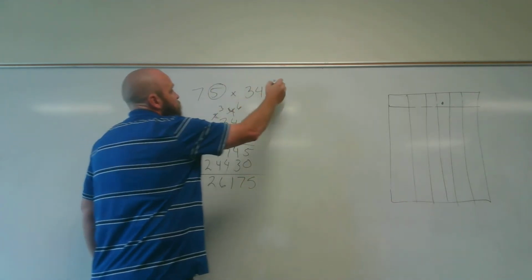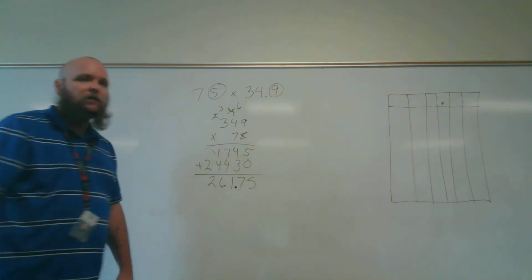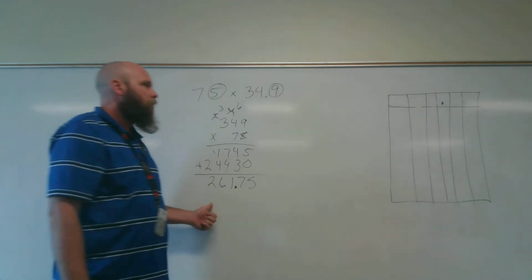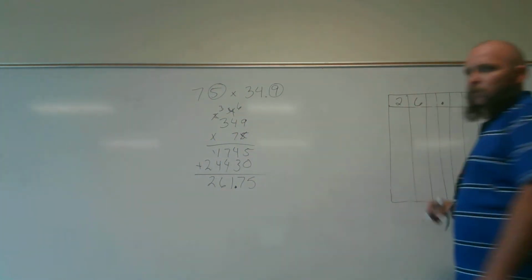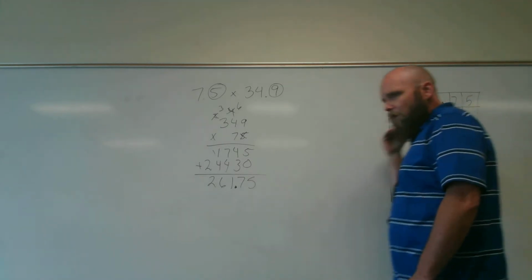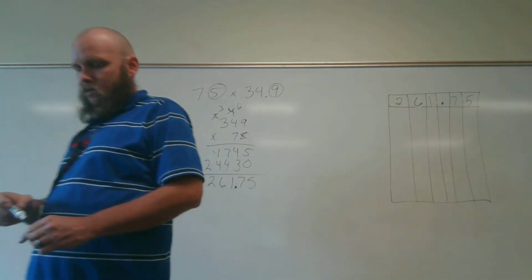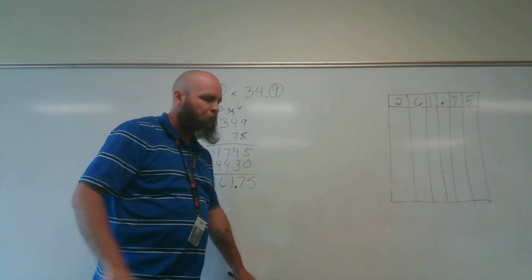There are two numbers behind the decimal point in the problem. There need to be two numbers behind the decimal point in the answer, which means my 2 is in my hundreds place, 6 in my tens place, 1 in my ones place, 7 in my tenths, 5 in my hundredths, and we make sure we bubble in correctly.